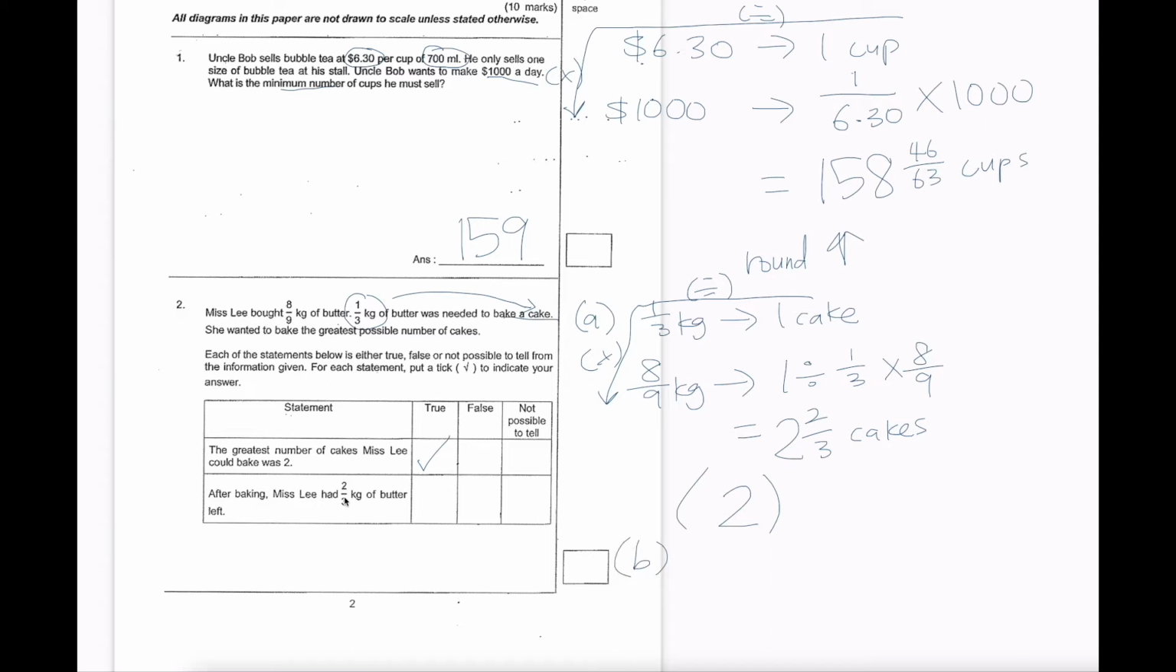After baking, Miss Lee had 2/3 kg of butter left. So she baked 2 cakes, correct? So 1/3 plus 1/3 is 2/3. Okay, how much butter does she have left? You just need to take 8 over 9 minus 2/3. Using calculator, our answer is this. Okay, so this is wrong. It's false. Let's move on to question 3.